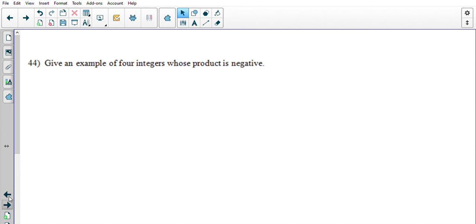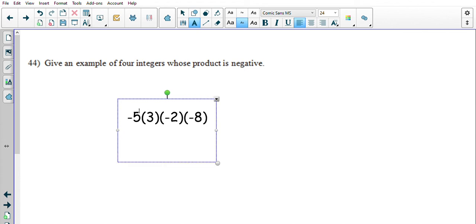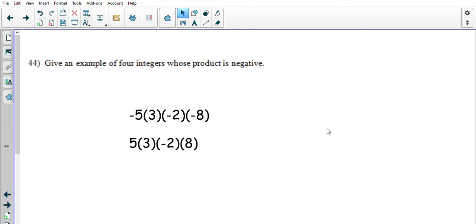All right, so you have a lot of different options for what you could write here. Basically, when you go to write your example out, you need to ensure that you either have one negative integer out of the 4 or 3 of the integers need to be negative out of the 4. So I could write something like negative 5 times 3 times negative 2 times negative 8. And you didn't have to find the solution. Or I could have 5 times 3 times negative 2 times 8, where only one of the numbers is negative. So you're looking for either one number to be negative or for there to be 3 negative numbers. In that case, your solution will be negative.